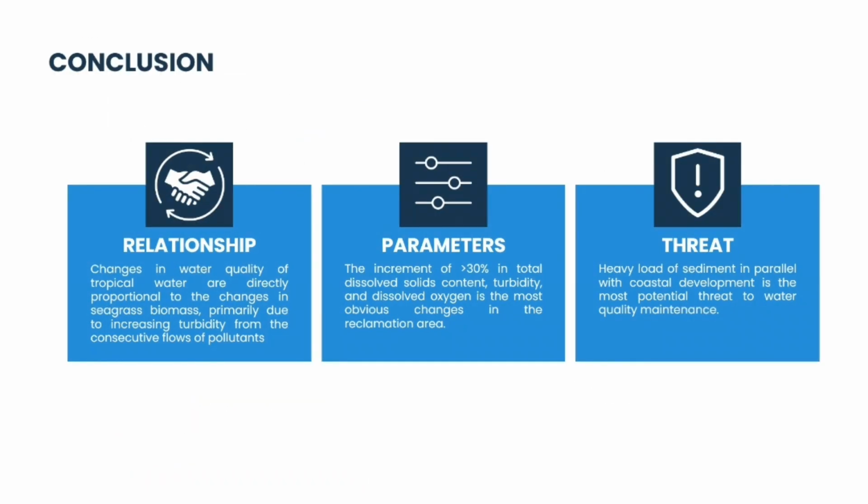Overall, it can be concluded that changes in water quality of tropical water are directly proportional to the changes in seagrass biomass, primarily due to increasing turbidity from the consecutive flows of pollutants. Next, the increment of greater than 30% in total dissolved solids content, turbidity, and dissolved oxygen is the most obvious change in the reclamation area. Lastly, the heavy load of sediment in parallel with coastal development is the most potential threat to water quality maintenance.